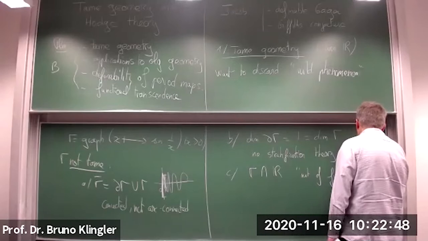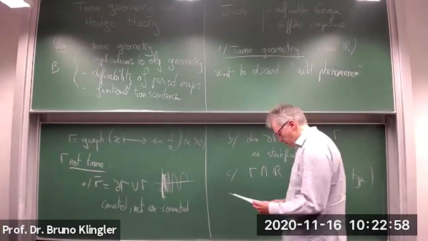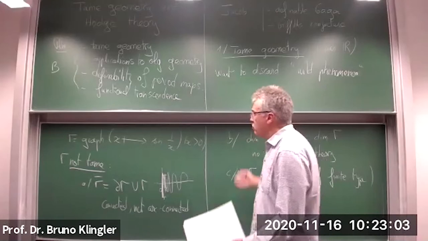If you get an infinite set accumulating, although this is of dimension zero, this is an infinite set. So you need infinitely many pieces of information to describe this set. So this is bad. And what you want to do with tame geometry is get rid of this kind of wild phenomena.